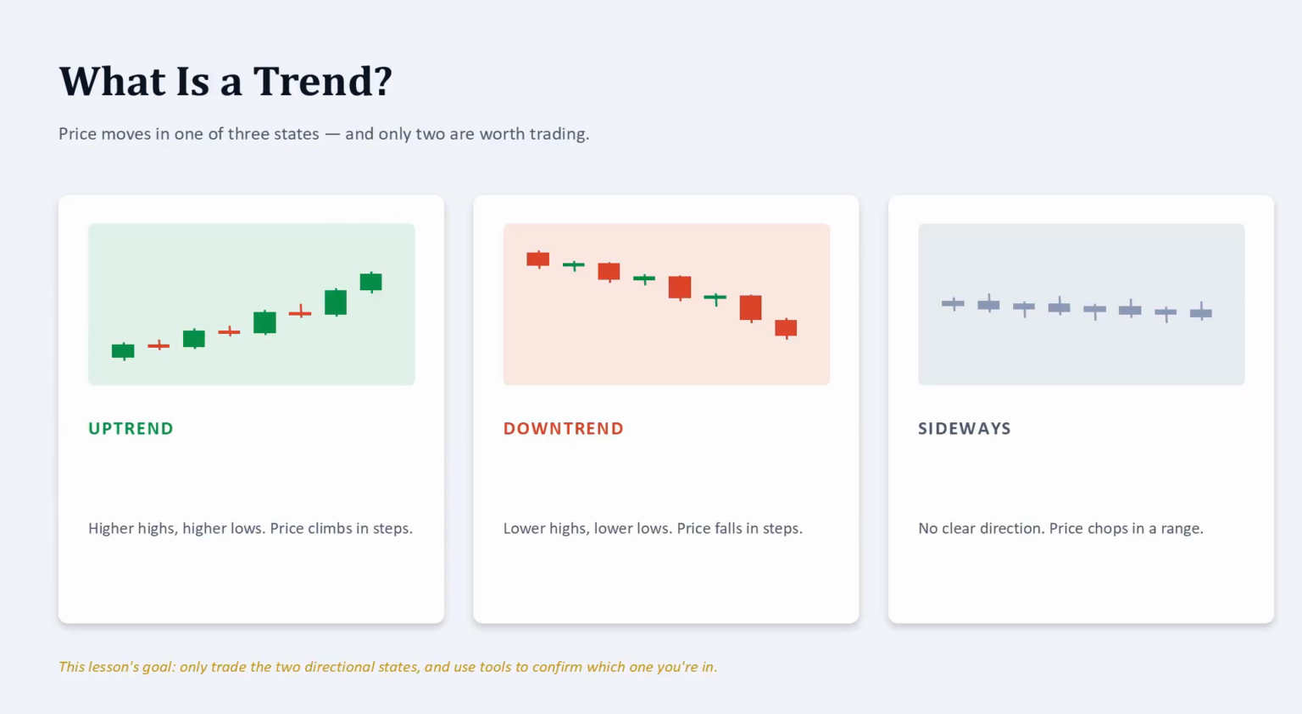Price only ever moves in one of three states. An uptrend, higher highs and higher lows, climbing in steps. A downtrend, lower highs and lower lows, falling in steps. And sideways, no clear direction, just chopping in a range. Here's the goal for this whole lesson: only trade the two directional states, and use our tools to confirm which one you're actually in.